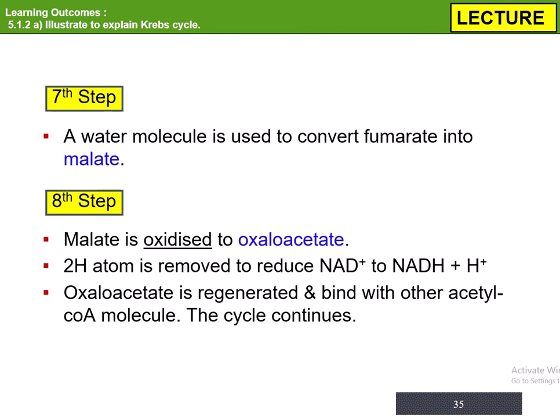In the seventh step, a water molecule is used to convert fumarate into malate. In the eighth step, malate is oxidized to oxaloacetate. Two hydrogen atoms are removed to reduce NAD+ to NADH plus H plus. Oxaloacetate is regenerated and binds with another acetyl-CoA molecule. The cycle continues.